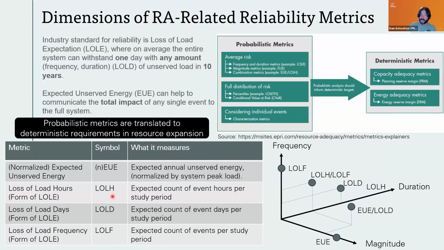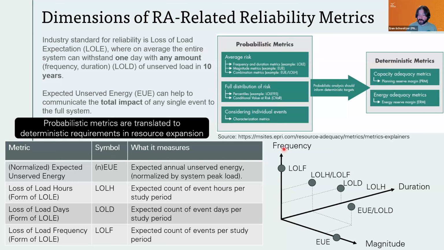As you can see here, there are different kinds. You can have a loss of load hours, which is the expected count of event hours per period, or you can have a loss of load frequency, which is the expected count of events, right? When events may last more or less than an hour. And so this plot over here is attempting to place these on these various axes.